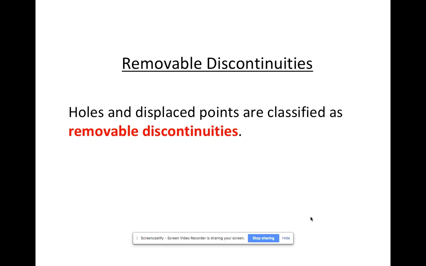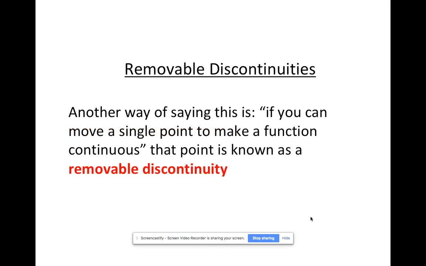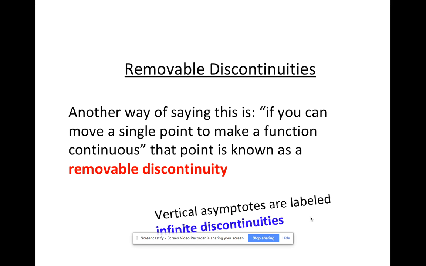So if you've got that first example that we had before, which was a function that had a hole, and then up above it there was this random dot. If you have something like that, we call it a removable discontinuity. Another way of seeing that is if you can take a single point and simply move it and plug in a hole for the function, then it's called a removable discontinuity.